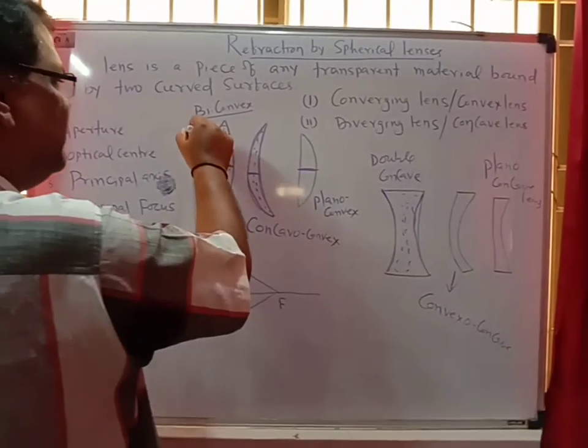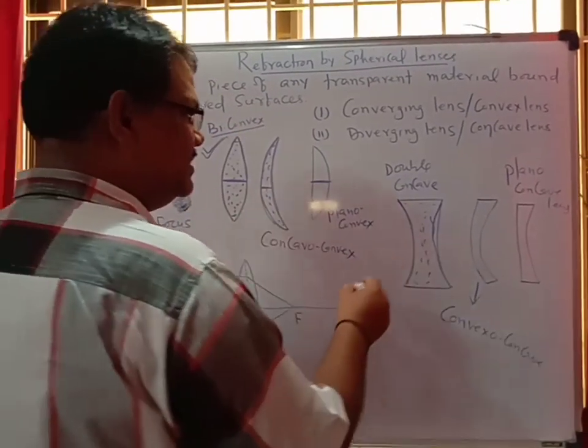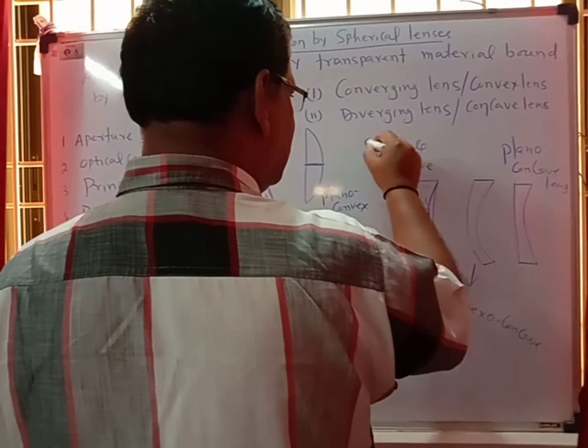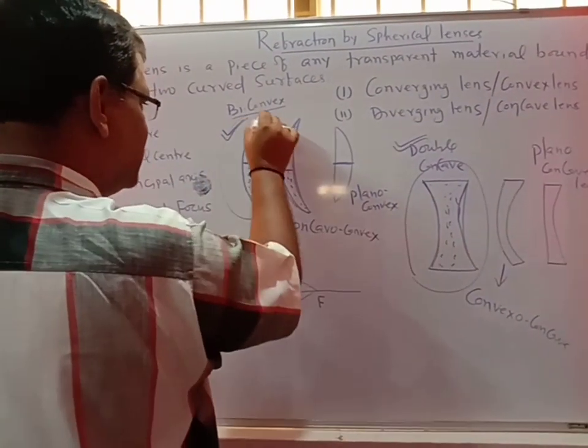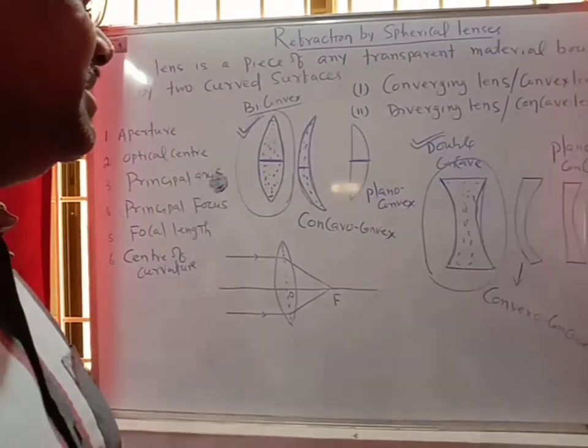the biconvex lens and the biconcave lens, that is, the double convex lens. This lens and this lens are in your syllabus. They will be coming in the examination.